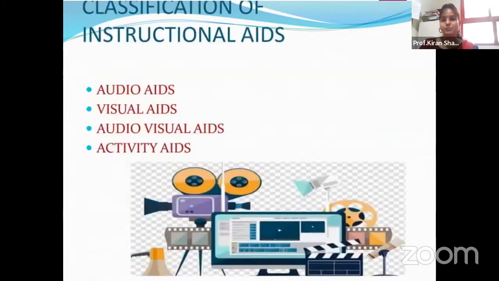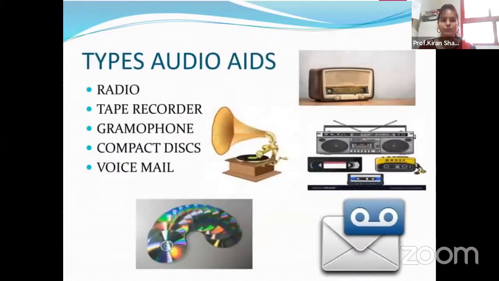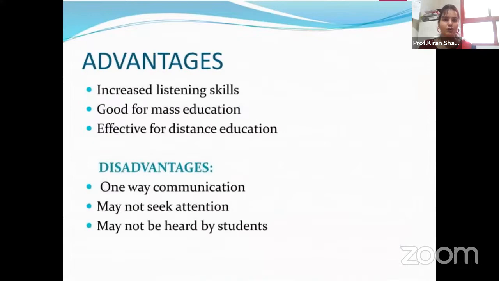Then the types of AVAs, which everyone knows, but I am just reviewing this very fast: audio aids, visual aids, or audio-visual aids and activity aids. Audio aids can be used for example in health education, public awareness, and providing information. The types of audio aids are radio, tape recorder, gramophone, compact discs, and voicemails. I am not going into the detail of it.